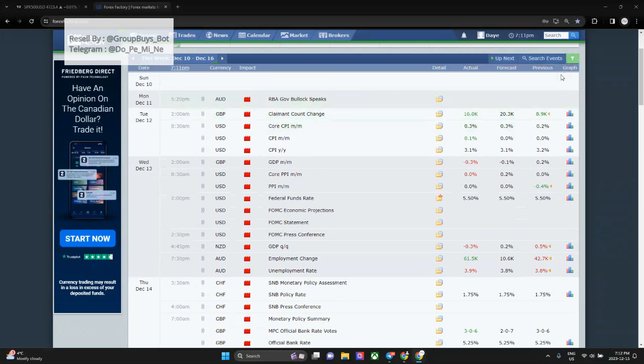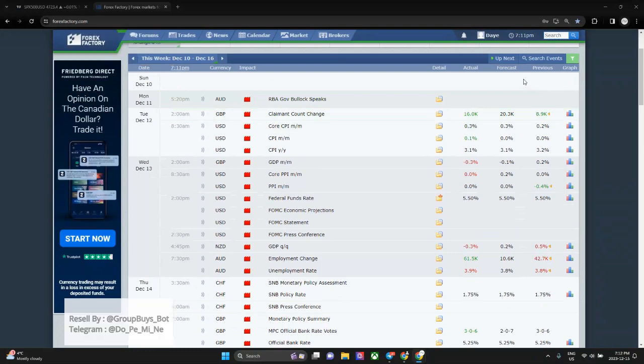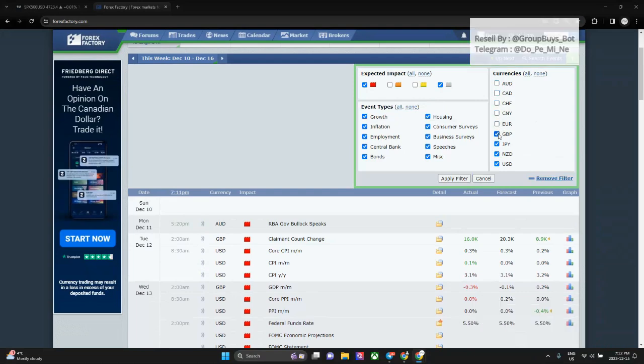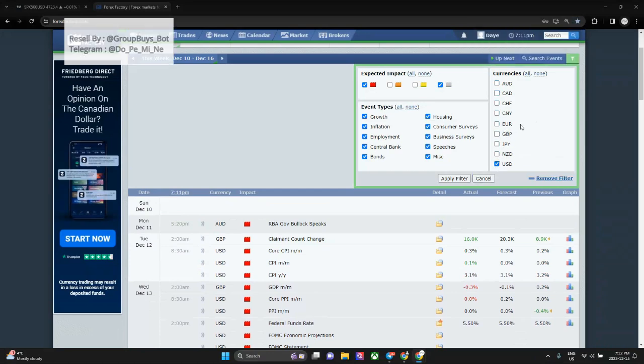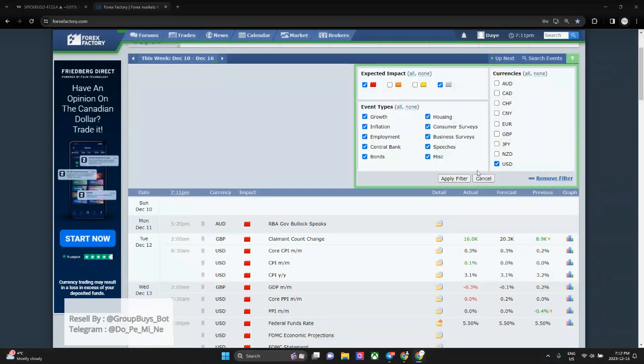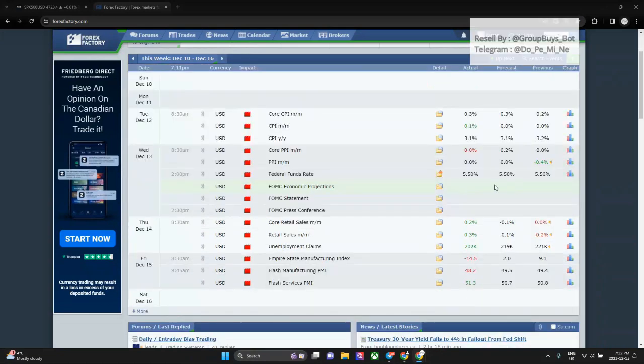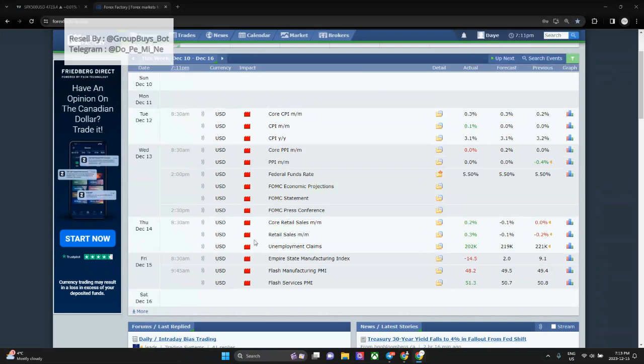And I know that it might be a little bit confusing for some of you, but over time you'll grasp it, you'll begin to understand. So what I usually do is I don't usually look at anything else but USD. You're welcome to look at Euro, CAD, AUD if you want, but I usually just look at USD and I keep the red folder on right here. So yeah, now everything is filtered.